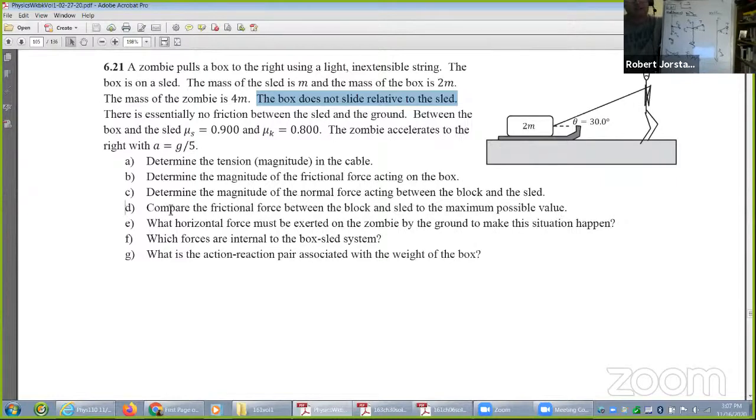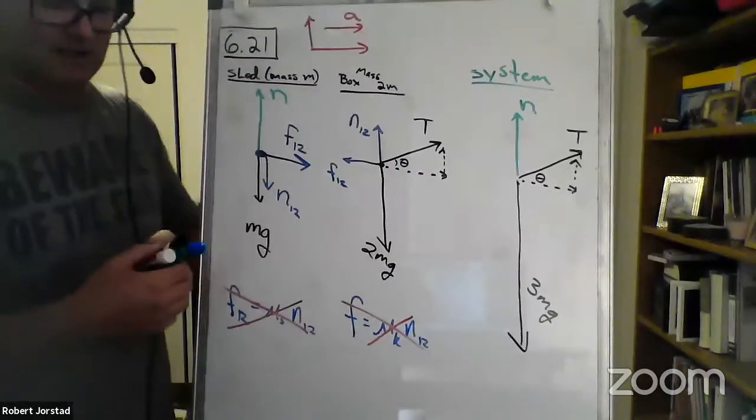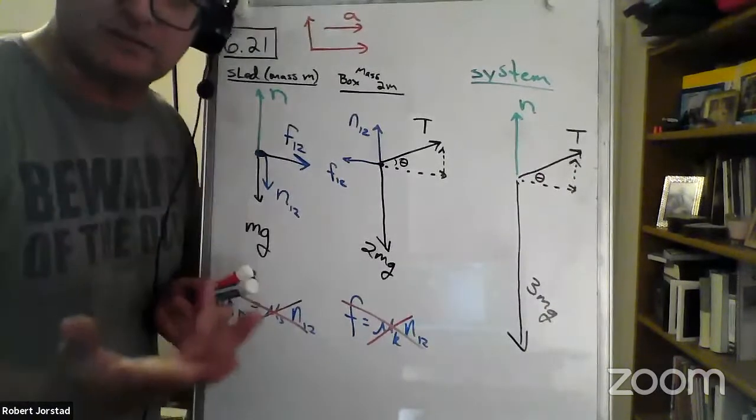And look at part D. Compare this to it's not at its maximum possible value. So in this particular question, I even gave a hint there that the maximum possible value is mu static times the normal force. So if I'm suggesting you compare them, that means they aren't the same, which means it's less than. So I've deliberately been trying to trick you all day because this is a very confusing thing.